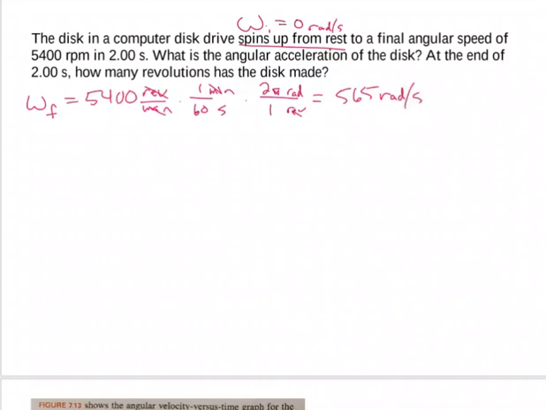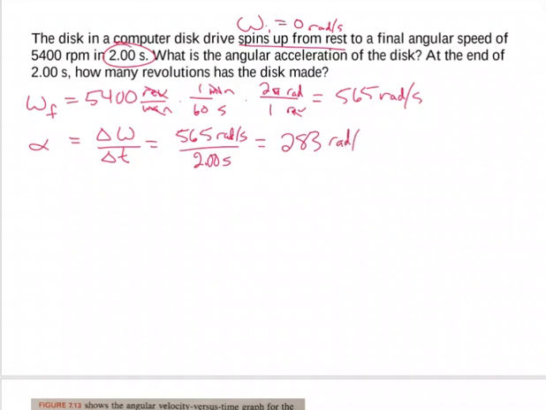Okay, so it's pretty fast. Now, once I have that, the question is, what is the angular acceleration? So alpha, angular acceleration, is delta omega over delta t. The change in angular velocity was 565 minus 0 radians per second, so it's just 565 radians per second, over delta t, which they told me was 2 seconds. And I'll get my answer of 283 radians per second squared. Radians per second per second.